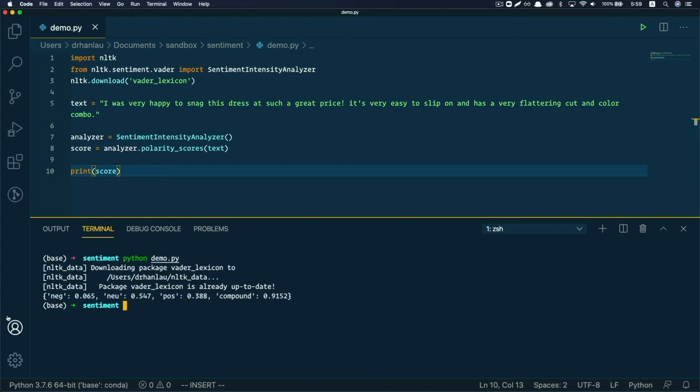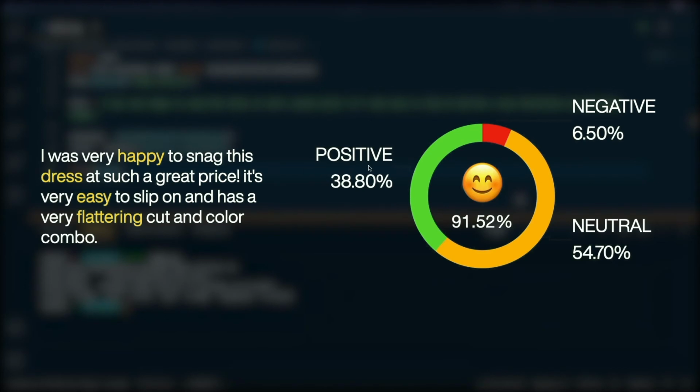Alright, we can see that the results are negative 0.065, neutral 0.547, positive 0.388, and the final compound score is 0.9152. So what does it mean? It means that this review is 38.8% positive, 6.5% negative, and 54.7% neutral. And the overall sentiment score is 91.52% positive. So this is a very positive review.